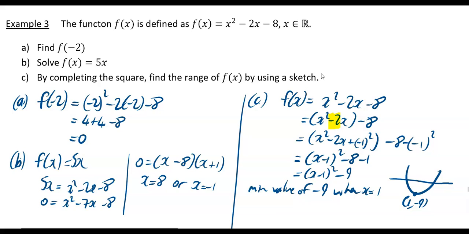So my range, your range really in these questions, is just your y value. So my range is f belongs to the set of reals such that, and the minimum value of f was minus 9, so such that f is greater than or equal to minus 9. And that's it.